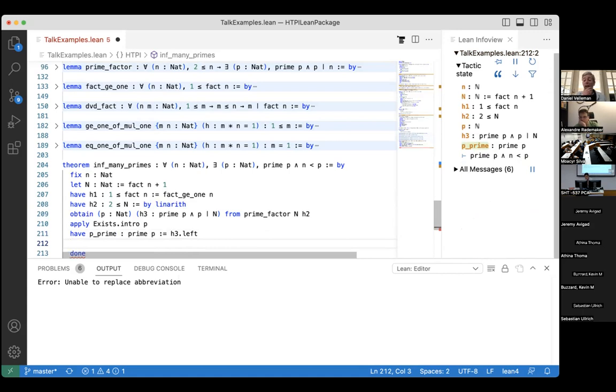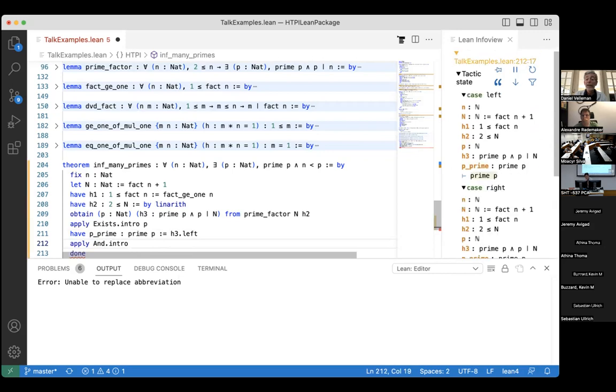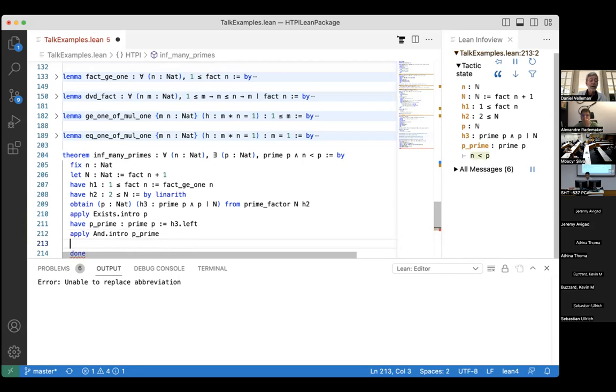Okay, well, I have to prove an AND statement, and I already know the left side. Again, I did this before. I'm going to prove the AND statement. The way I introduce the AND is by using P prime, and well, I still have to prove N is less than P. I'm going to prove it by contradiction.